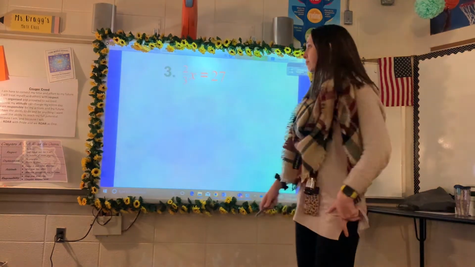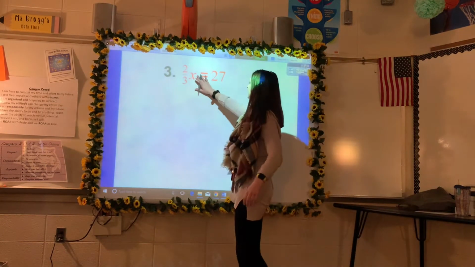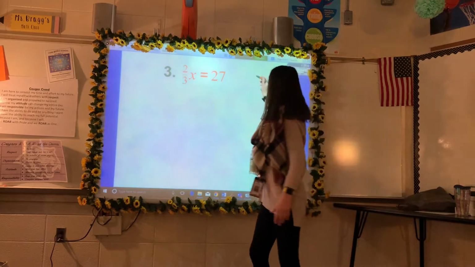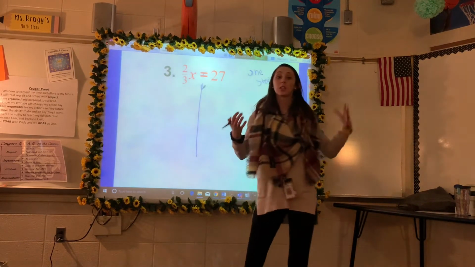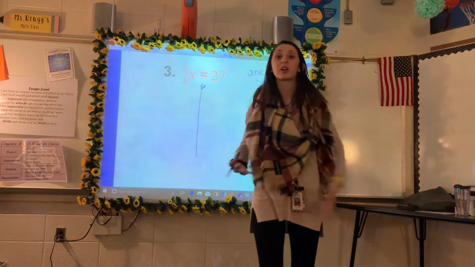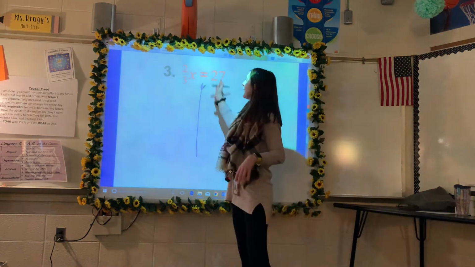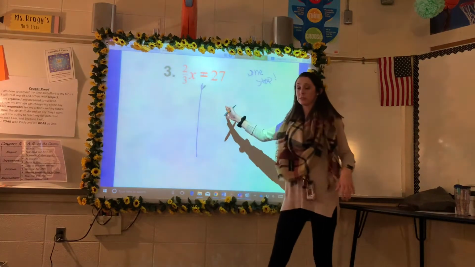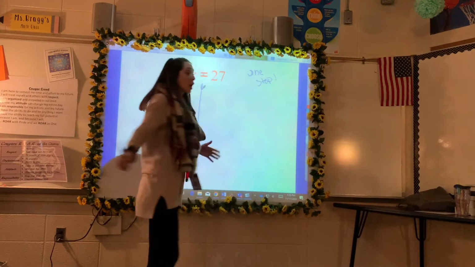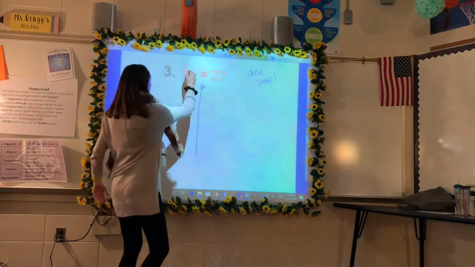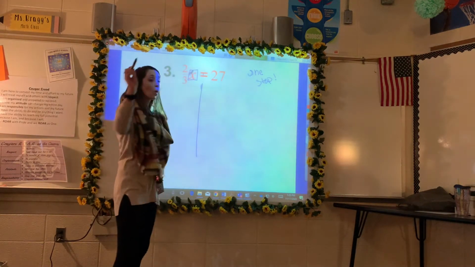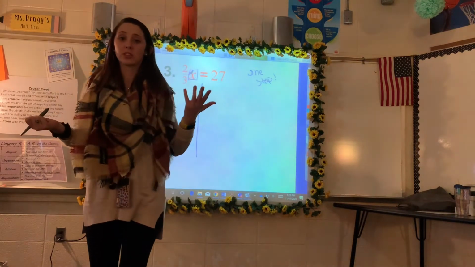So we have 2/3 x equals 27. This is a one-step equation. We know that we have to draw that line down the center, and remember that keeps our left and our right separate from each other, and it reminds us that they have to be equal. And whatever you do to the left, you have to do to the right. When solving one-step equations, our ultimate goal is to isolate that variable. In order to isolate it, we have to do the inverse operation.